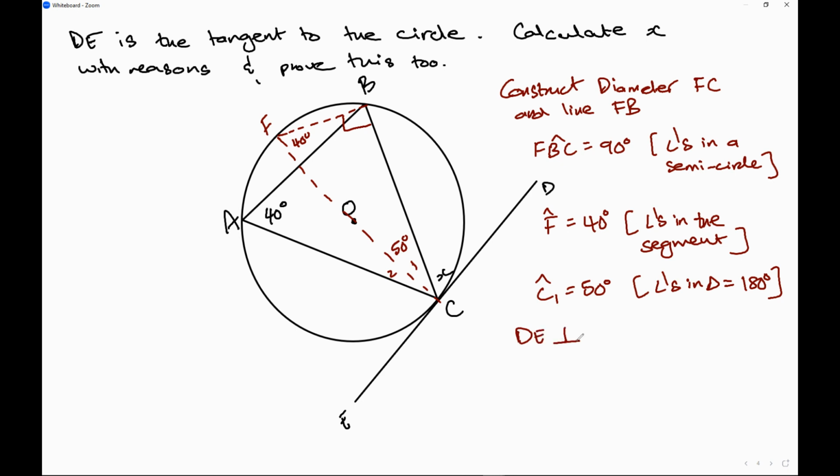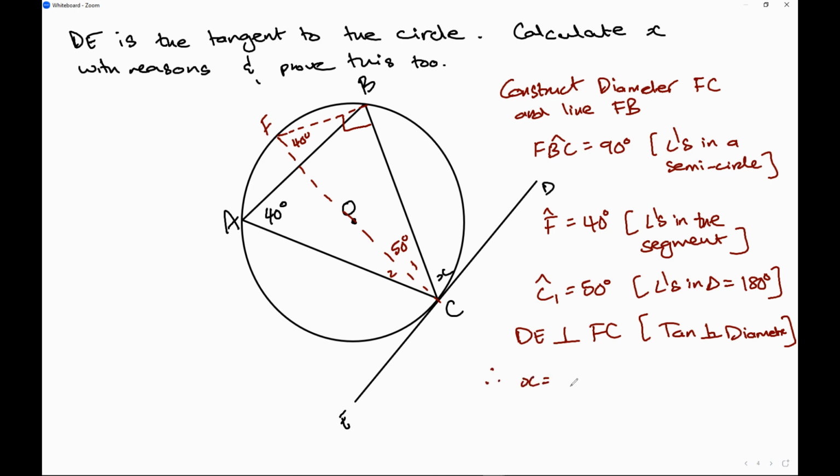I also know, because I'm given this as a tangent, DE is perpendicular to FC, which I constructed. And the reason is because tangents are perpendicular to diameters. It's also perpendicular to the radius, which forms the diameter. So it's perpendicular to OC and FC. And perpendicular means 90 degrees.